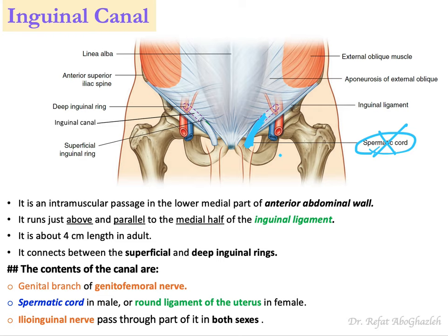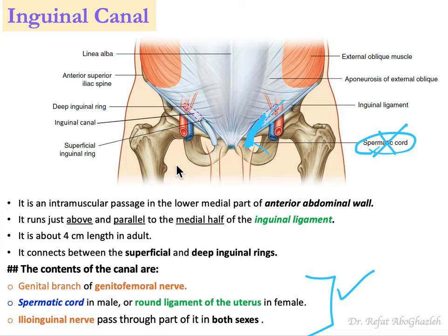We'll talk about that. Furthermore, we have the genital branch of the genitofemoral nerve, and we have a small nerve known as the ilioinguinal nerve, which passes just for a short time, then it exits the superficial ring. So guys, take care of these structures, you have to know them. These are very important. I will show you after a couple of slides more and more.